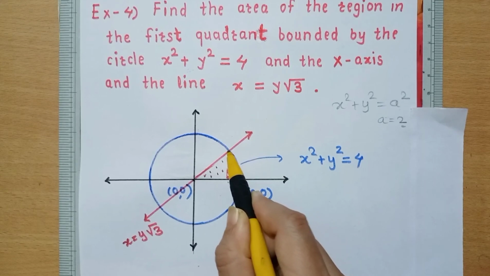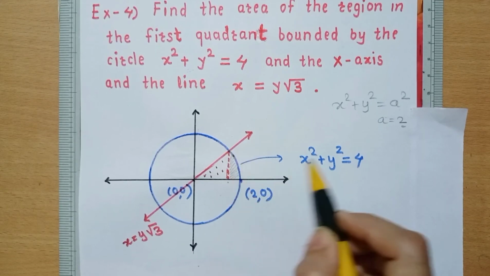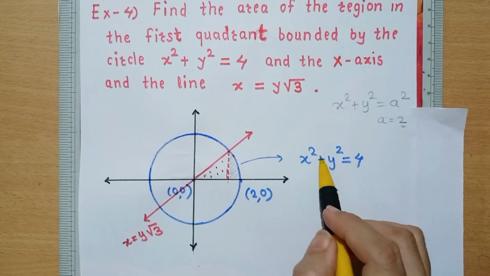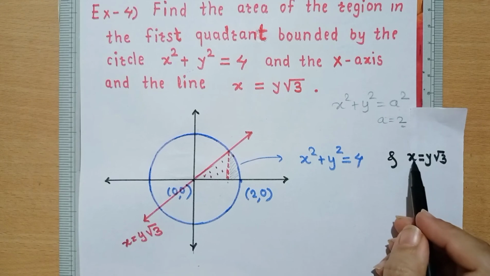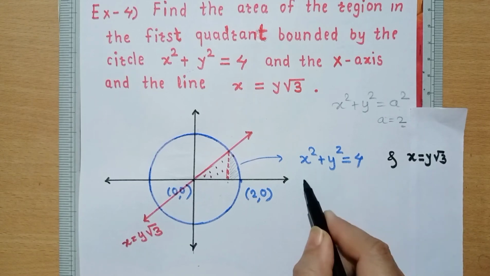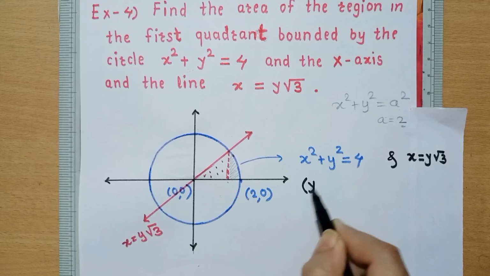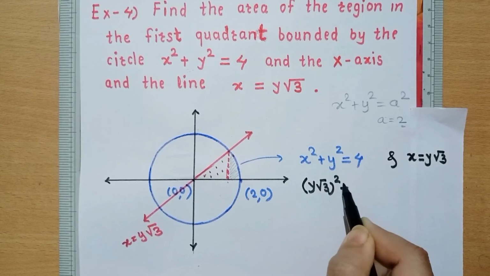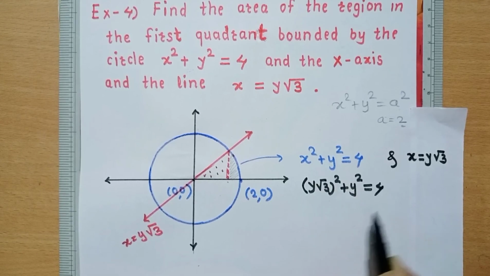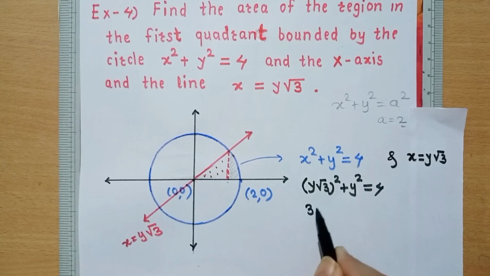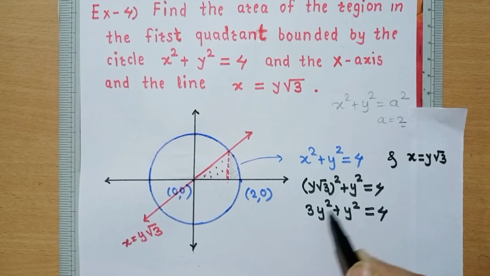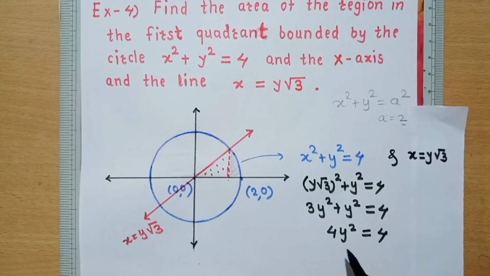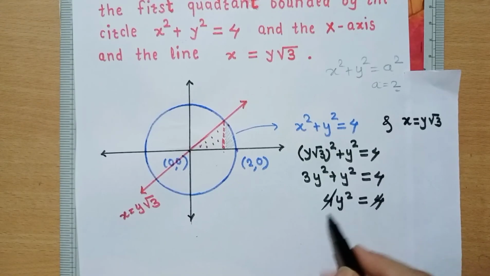So first we have to find this point of intersection. So we will solve the equation of circle and line simultaneously. And so we will substitute the value of x here. So x square means y root 3 bracket square plus y square equal to 4. And again the square of this is 3y square plus y square equal to 4. Again we get by adding, 4y square equal to 4. This cancels, so y square equal to 1.